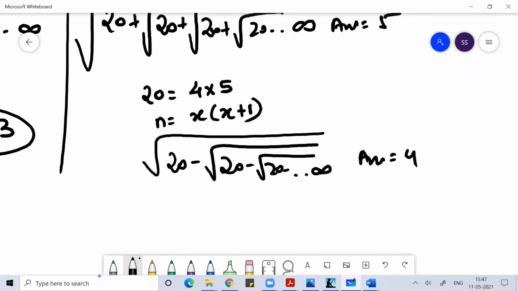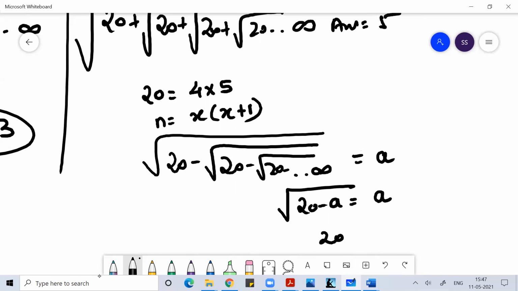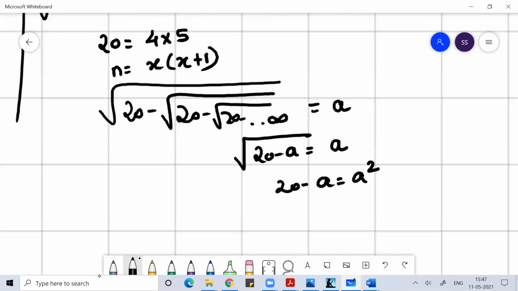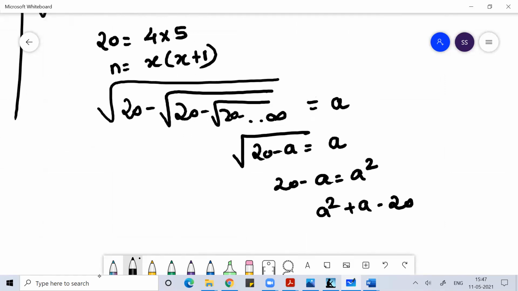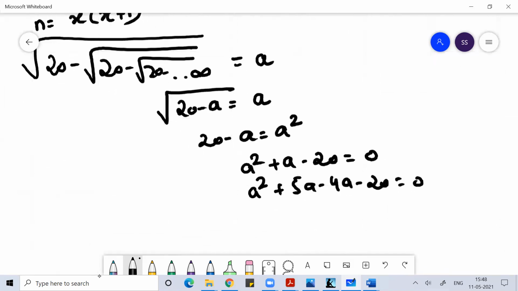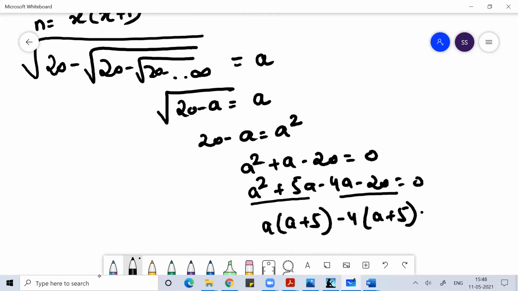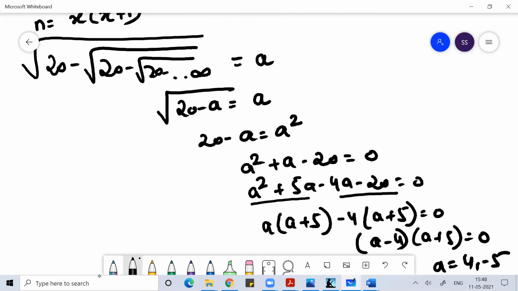If you want, you can spend time solving it the long way. Suppose this is equal to A. So I can write root of 20 minus A is equal to A. So 20 minus A is equal to A square. It means A square plus A minus 20 is equal to 0. It means A square plus 5A minus 4A minus 20 equal to 0. You understand the quadratic equation, how to break and all? Yes, sir. Then you take common: A plus 5 into A minus 4 is equal to 0. So the value of A is 4 and minus 5. The answer is A value is 4. Yes, sir.